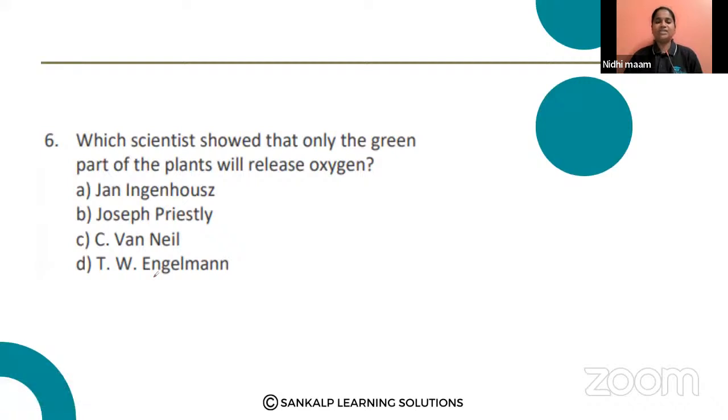Next question. Which scientist showed that only the green part of the plants will release oxygen? Option A, Jan Ingenhousz. Option B, Joseph Priestley. Option C, Van Niel. Option D, T.W. Engelmann. So which scientist showed that only the green part of the plants will release oxygen? Tell me.